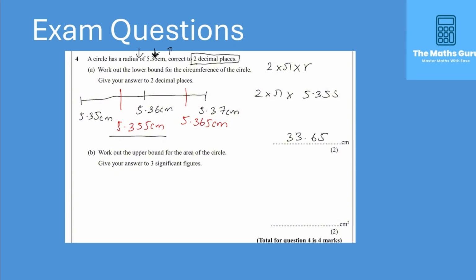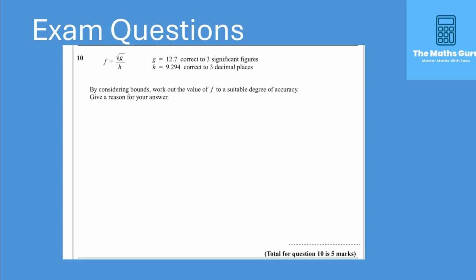Now, this is going to give us an answer of 33.65 centimeters. We're now told to work out the upper bound for the area of the circle. The area of the circle, remember, is given by the formula pi times r squared. Plug in our value for the upper bound of the radius. We're going to get pi times 5.365, and remember, the radius is squared, so it's going to look something like that. This is going to give us a final answer of 90.4 centimeters squared.